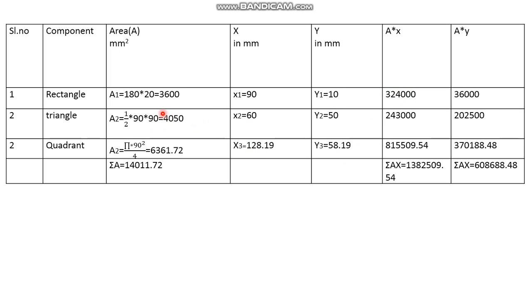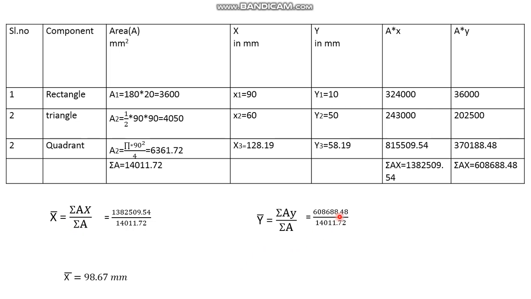Then ax means a1 x1, a2 x2, a3 x3, you have to substitute here. Then a1 y1, a2 y2, a3 into y3, you will get this. Then you take the summation of ax and the summation of ay. Then x bar is summation of ax divided by summation of a, so you'll get x bar is 98.67 mm, and y bar is summation of ay divided by summation of a. This is x bar and y bar, called the centroid.